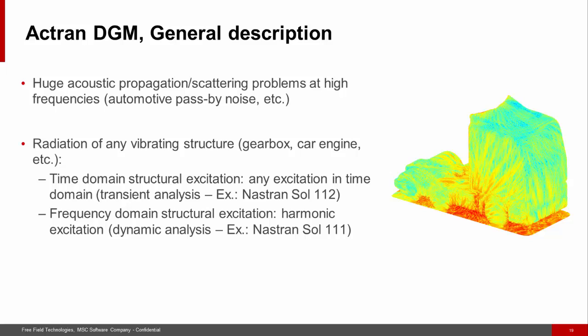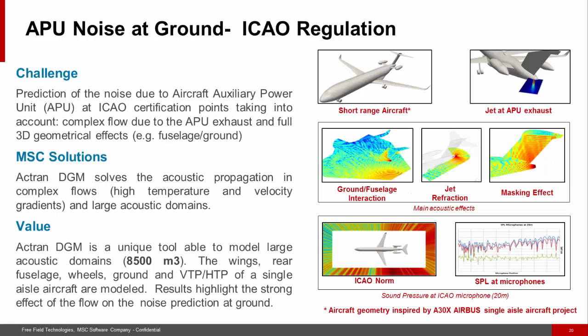Today we will see different examples of application in different fields. And as Actran DGM was initially used in the aerospace industry, I would say that naturally the first example we will see is in this industry, although in this case this is not its typical usage. Indeed, we performed this computation for Airbus, and this case is related to auxiliary power unit noise on the ground. The noise is generated by the power unit, and it is regulated because around the aircraft people are working, and therefore the noise levels cannot exceed certain limits.